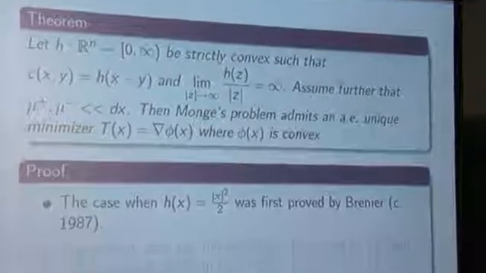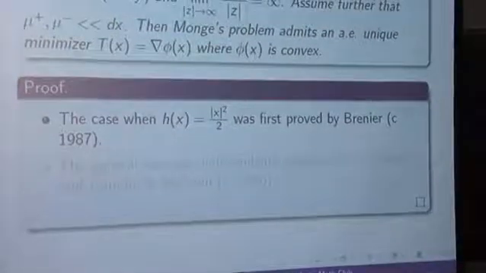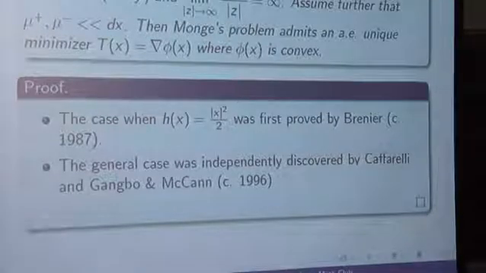In this case, this was done by Brenier in 1987. He's a French mathematician, and I actually met him this past summer. He's a really nice guy. And the general case was discovered independently by Gangbo, McCann, and our very own Luis Caffarelli, in about '96. So we've already addressed the question of why soap bubbles are spherical. Let's try to relate the Monge problem to the isoperimetric inequality.